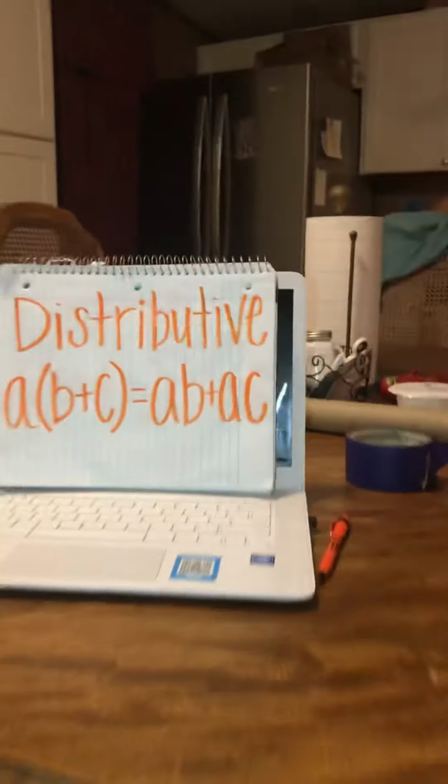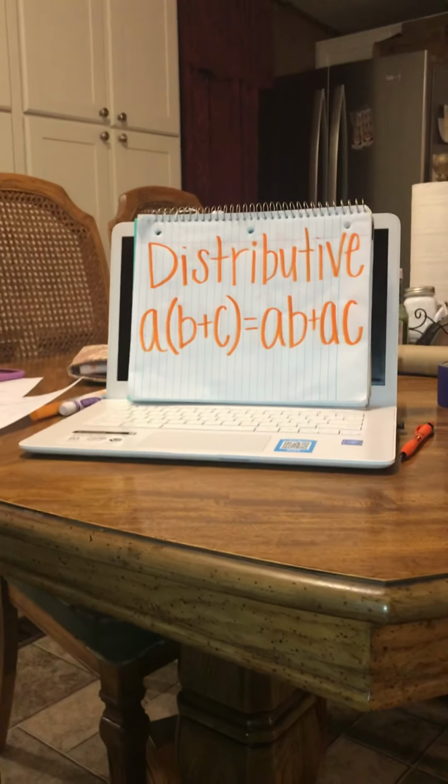Hello there. Today I'm going to introduce three basic properties of numbers, which are the associative property, the commutative property, and the distributive property. Please follow along on your handouts as I explain these properties. Let's start with the distributive property.